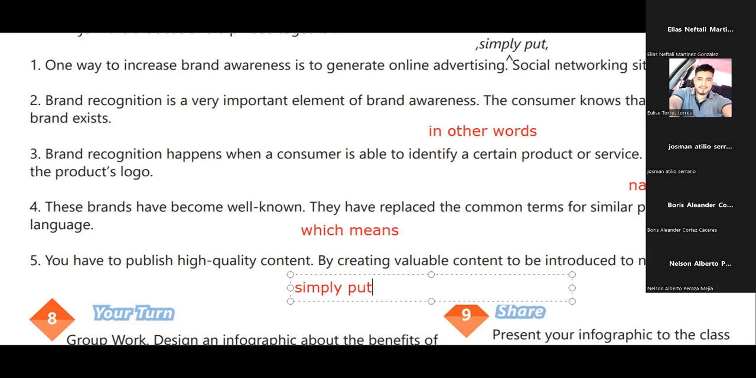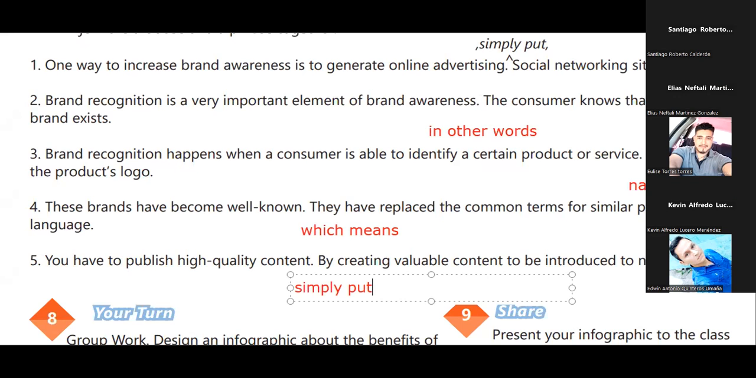Pero siempre teniendo en cuenta que estoy clarificando, que estoy explicando y que estoy dando ejemplos. I am explaining, I am clarifying, and I am maybe giving additional information or just giving the same information, but in other words, okay? In other words. So, simply put, it's used when we say something shorter, defining something, but shorter, okay?